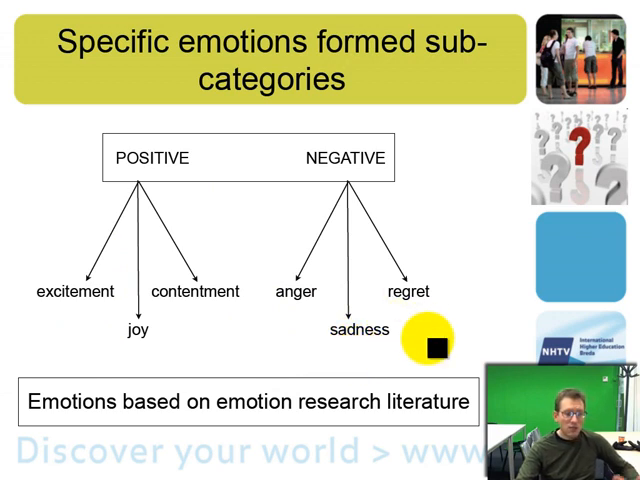The key findings from this analysis would be how often and in what context examples of each subcategory occurred. So when did people talk about excitement? When did people talk about anger? And again, these categories were determined more or less ahead of time, before reading the text, based on the emotions that we know to exist from the emotion research literature.